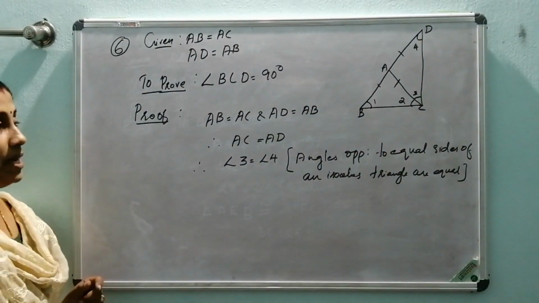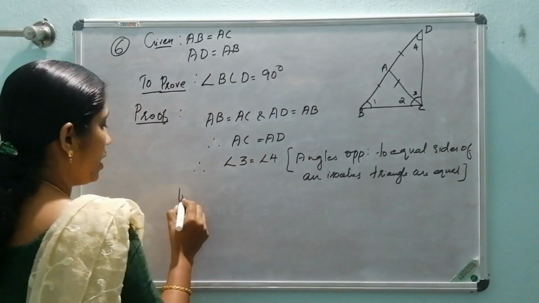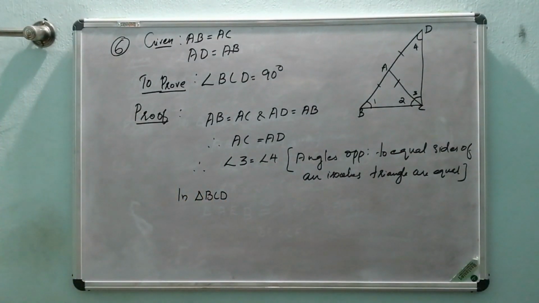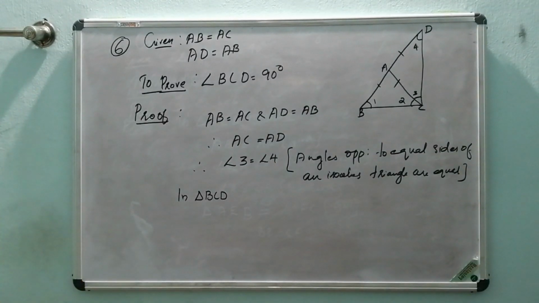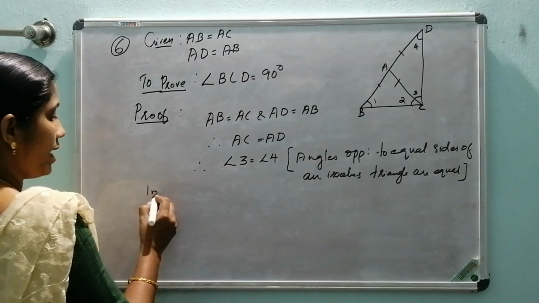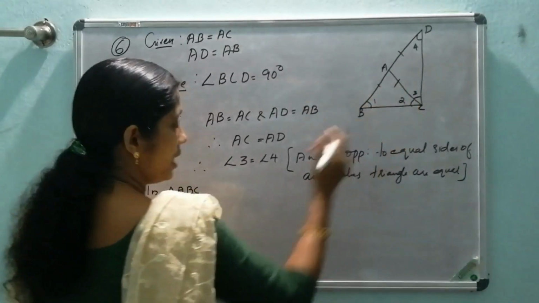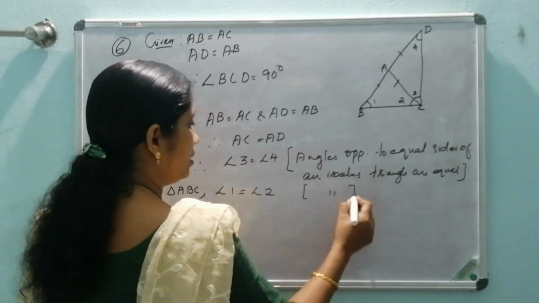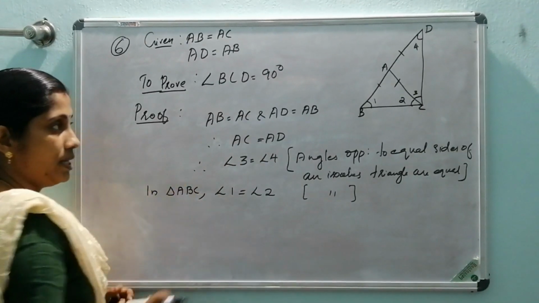Then in triangle BCD, consider the whole triangle. What do you know there? Also in triangle ABC, what can we say? It is also an isosceles triangle. So we can say angle 1 is equal to angle 2. Write the same reason here. Angle 1 is equal to angle 2. So angle 3 is equal to angle 4 and angle 1 is equal to angle 2.